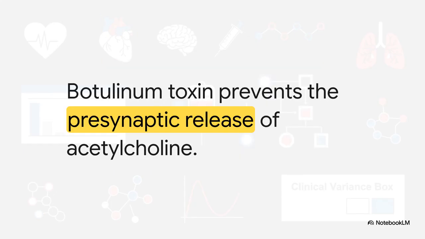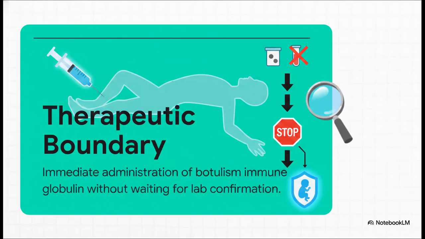Let's look closely at the synaptic defect. Botulinum toxin cleaves snare proteins right at the neuromuscular junction, physically destroying the docking mechanism needed for vesicle fusion. The result is the absolute prevention of presynaptic acetylcholine release. This exact mechanism drives both the profound dysautonomia, like those absent pupillary light reflexes, and the severe descending bulbar and skeletal weakness. And that brings us to a strict therapeutic boundary.